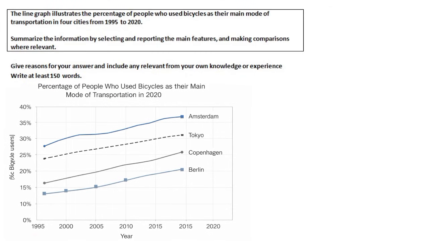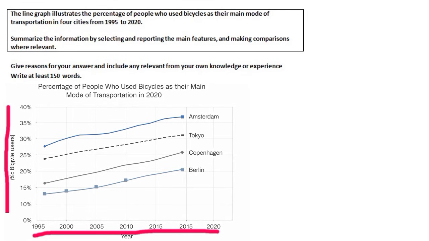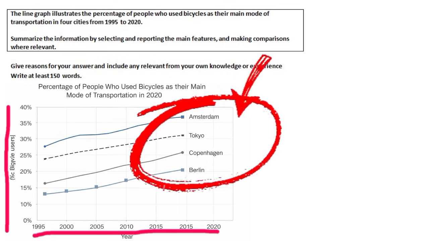Now let's move to the graph and try to figure it out. On the horizontal axis, we have the years, and on the vertical axis, we have the percentages of bicycle users. Likewise, we can see 4 cities, which we should describe by observing the trends.